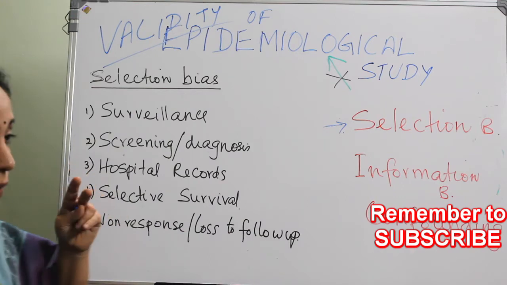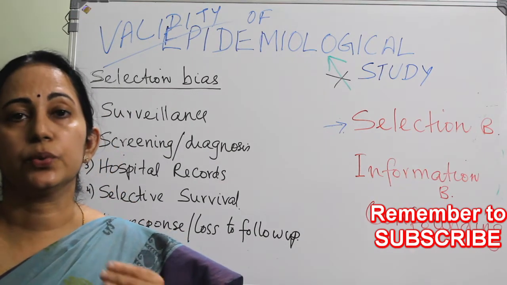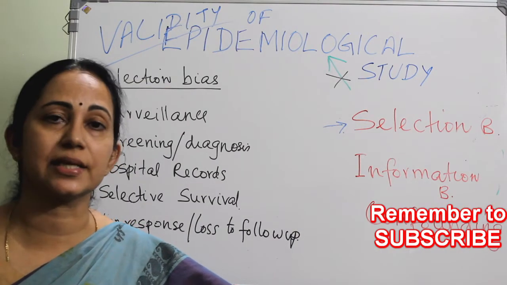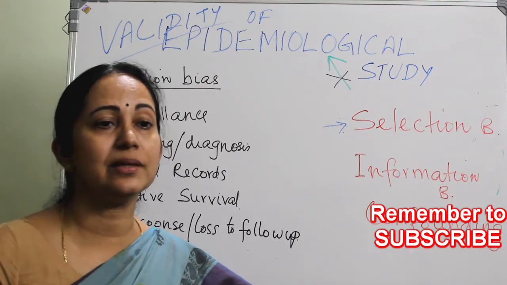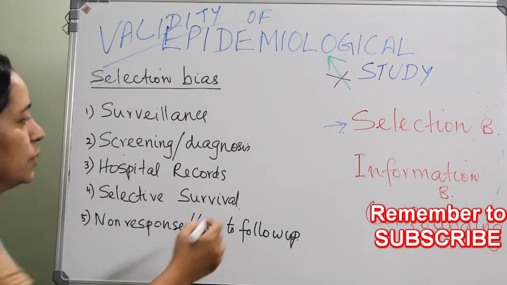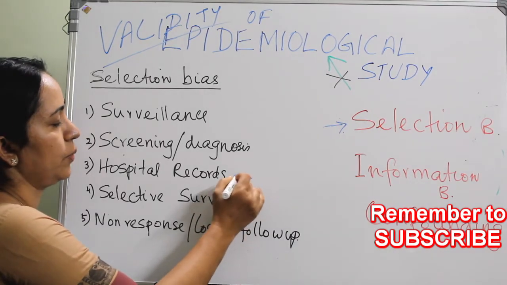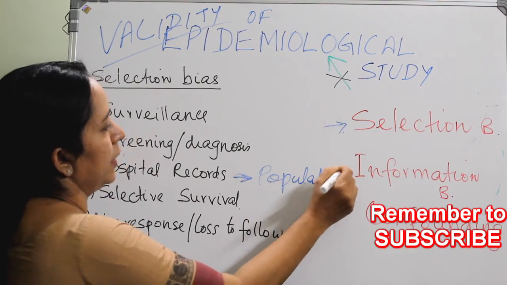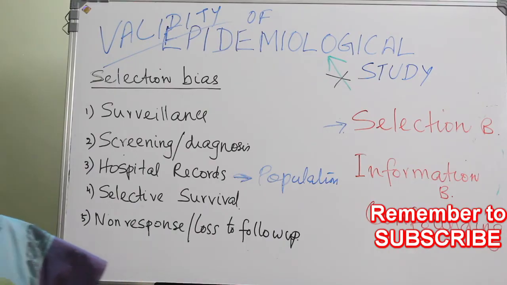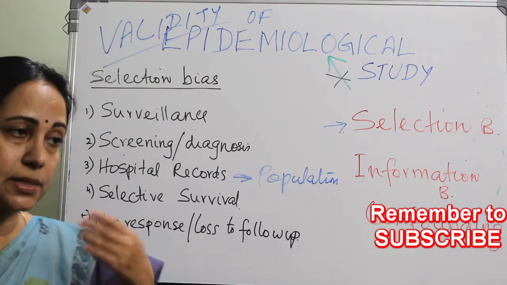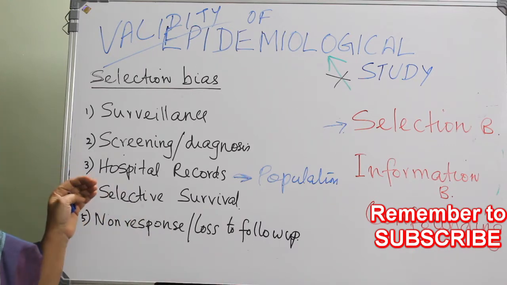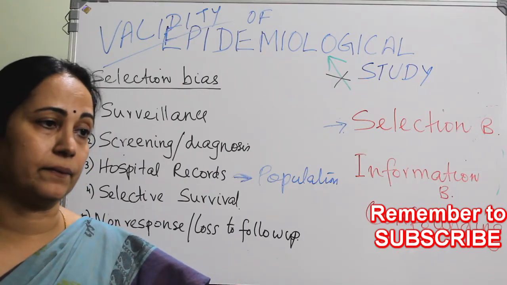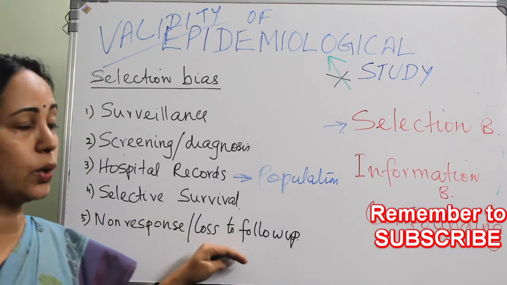And we take the hospital records to select the participants. In such cases, more exposed cases or high risk cases can come to the hospital, so again there is a chance of bias. So it is better to go for population studies, to take population based cases and controls, especially in case control study, to reduce the selection bias. It is better to go to the population than to hospital records. Then selective survival of the cases is another difficulty we can have, and also non-response and loss to follow up.